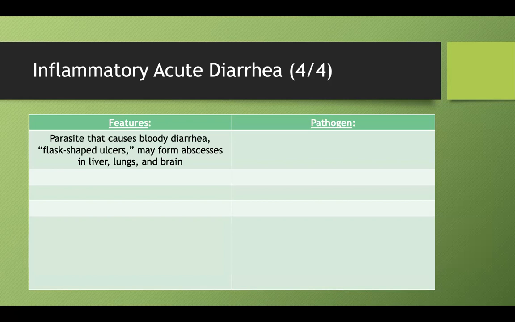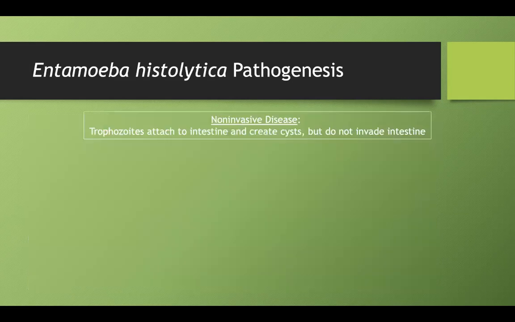Okay, so what if you had a parasite now that's causing bloody diarrhea, flask-shaped ulcers, and this parasite may form abscesses in your liver, lung, and brain. So this is Entamoeba histolytica, and I talk about this in the liver section. If you don't know that yet, that's okay. I'll just show you kind of how it works.